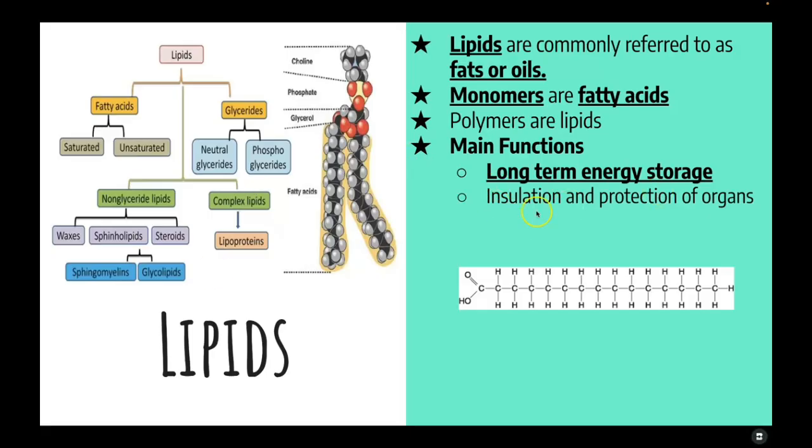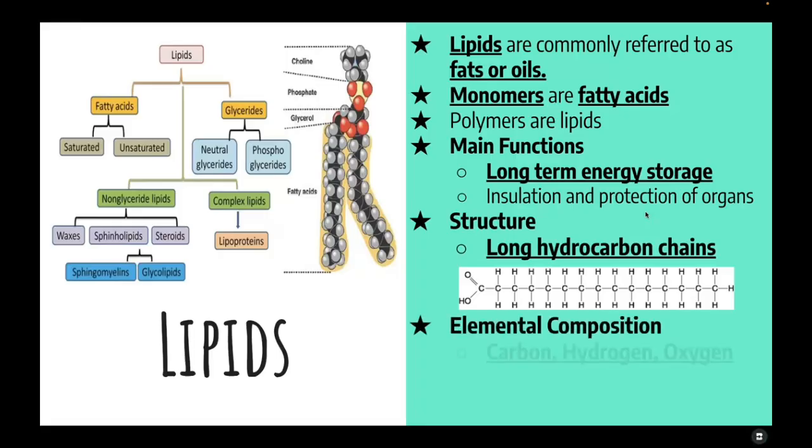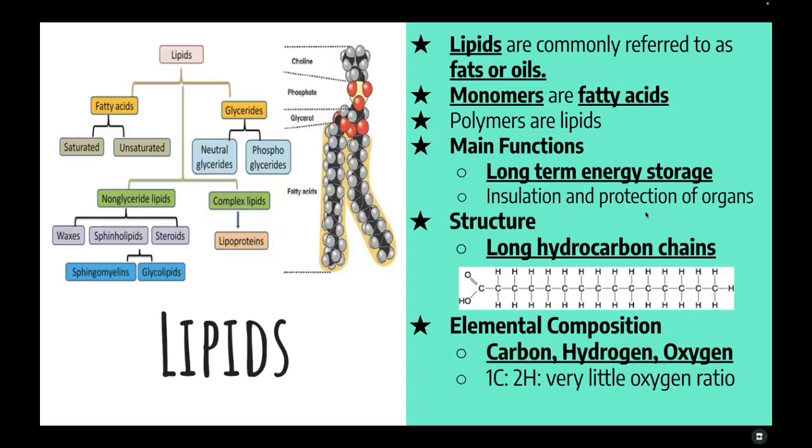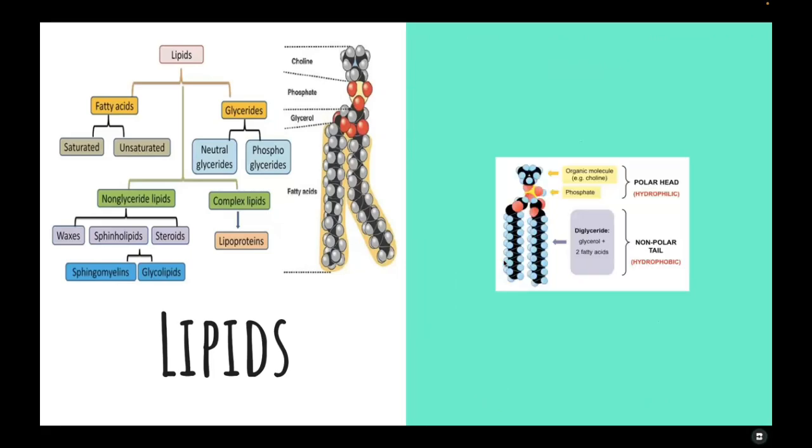So in seals, you can see a lot of blubber, and it's for insulation. And it also helps protect our organs. So it has long hydrocarbon chains, which means that it has carbon, hydrogen, and oxygen. There's going to be a lot of carbon and hydrogen and very little oxygen. So here you can see for every 1 carbon, you have 2 hydrogen.